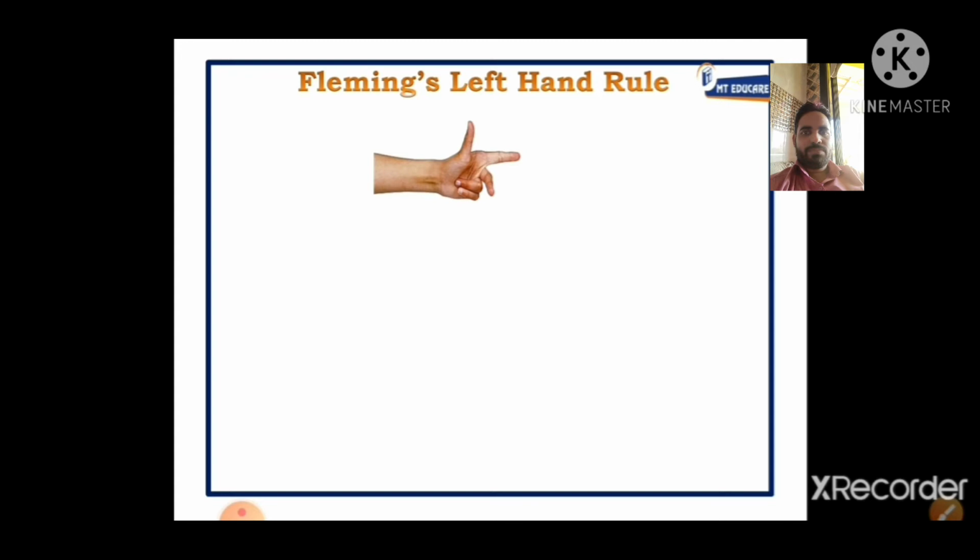So this is first of all Fleming's. Why Fleming's name? Fleming is the scientist's name, and you have to use your left hand. In that you have to use your 3 fingers: one is the thumb, one is the forefinger, and one is the middle finger.